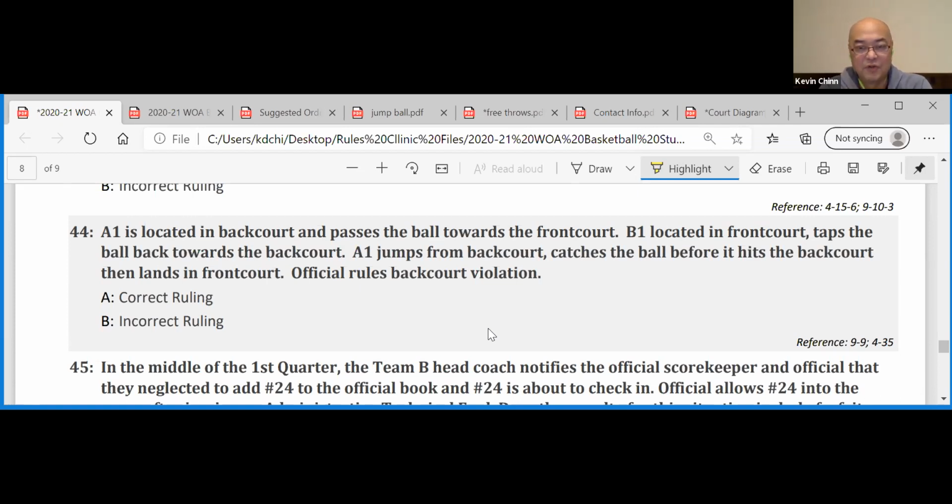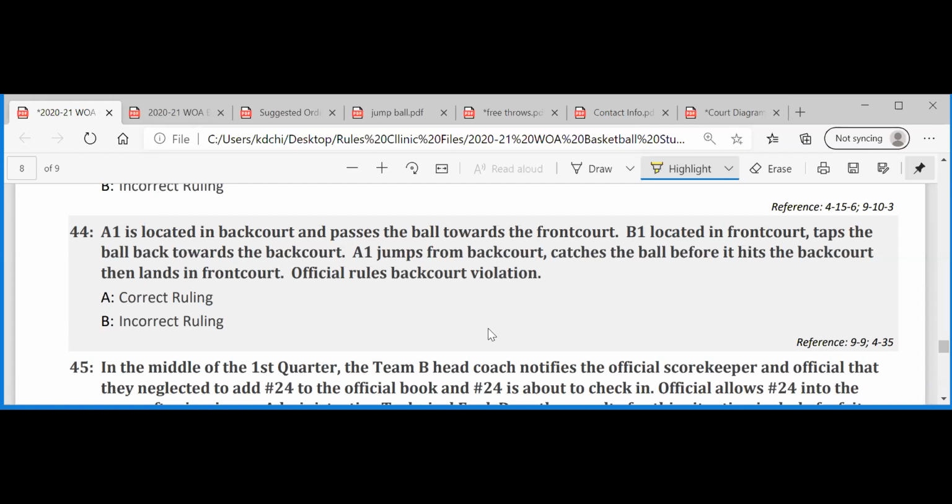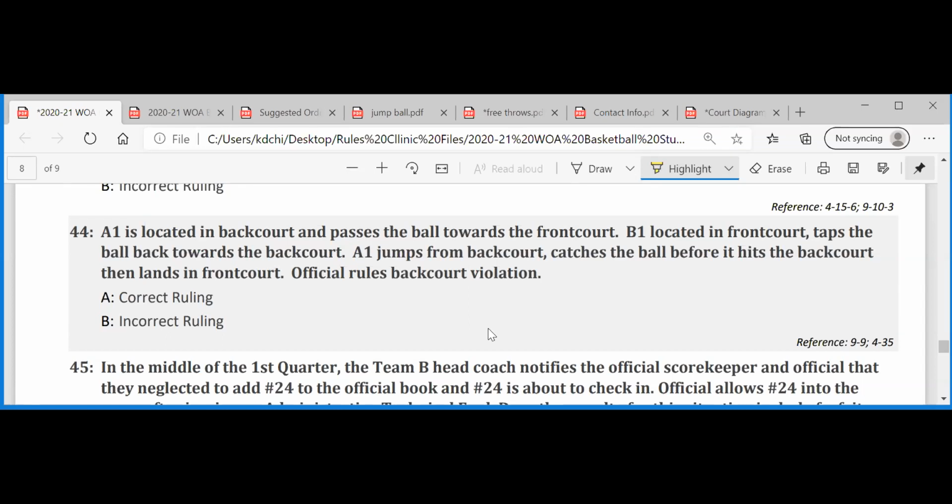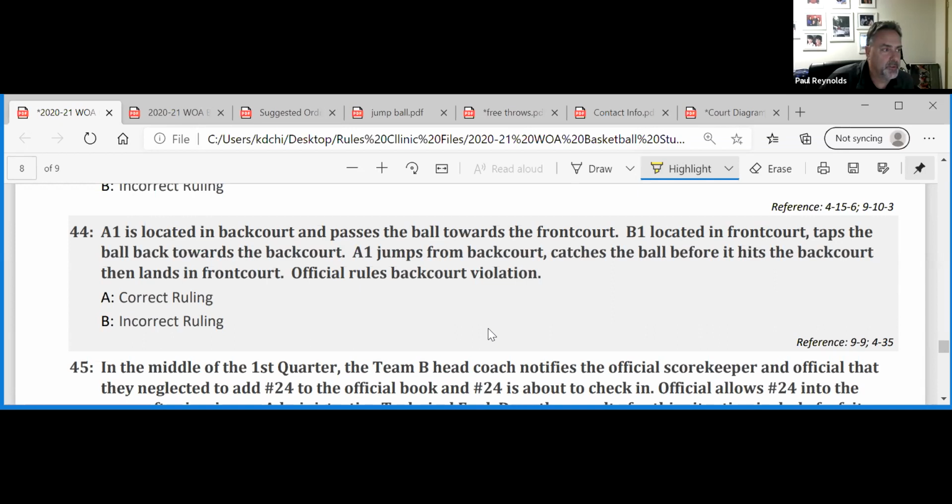He passes the ball in the front court. B1 in the front court taps the ball back to the backcourt. Okay? All right. A1 jumps from the backcourt, catches the ball. So what technically is A1's status right now? I think he's backcourt. Okay, hang on. He's technically backcourt when he catches the ball, right? Yes. He's in the air. He jumps from the backcourt. Right. So he hasn't established front court yet.